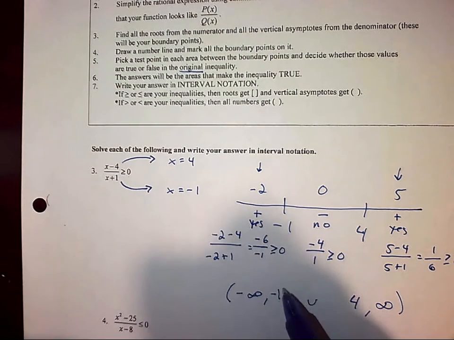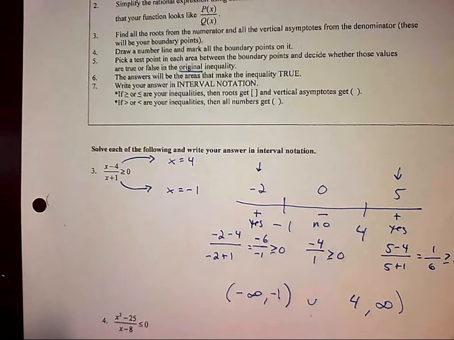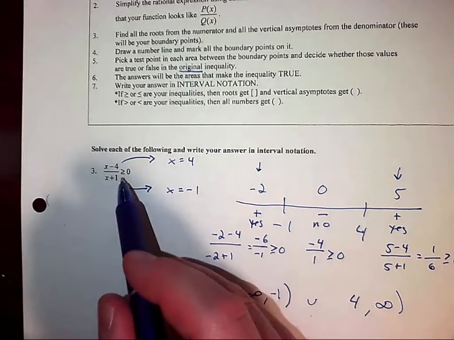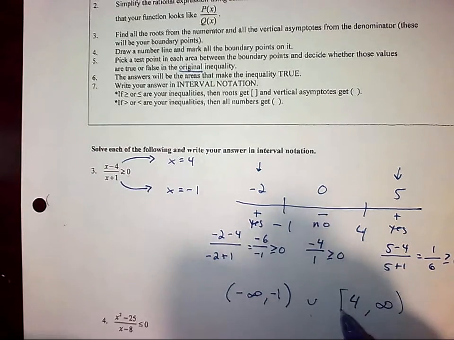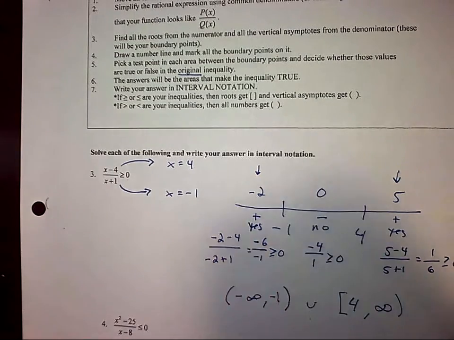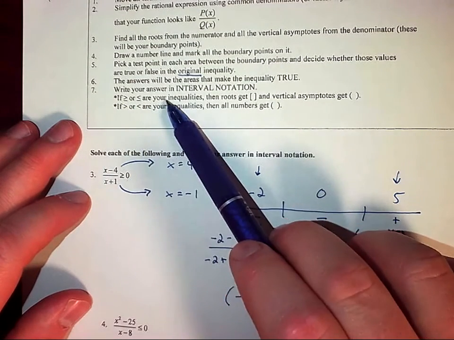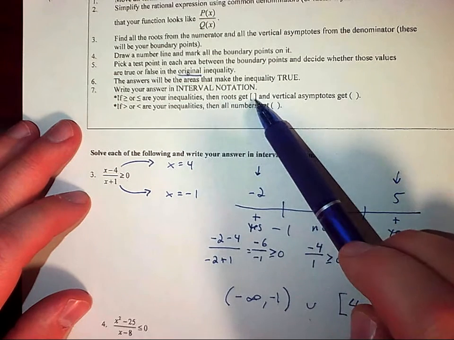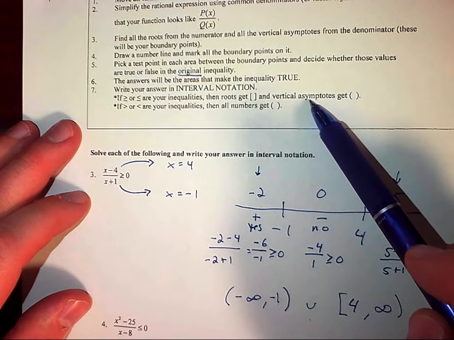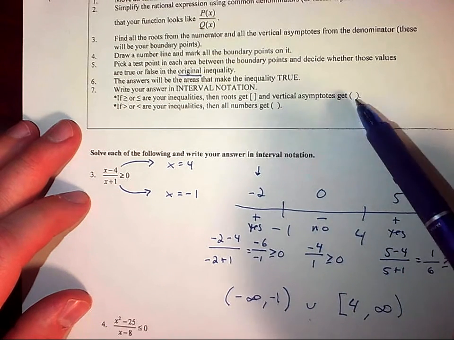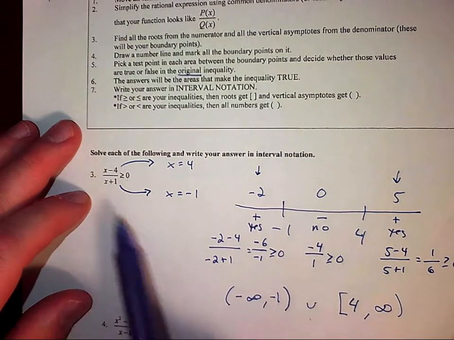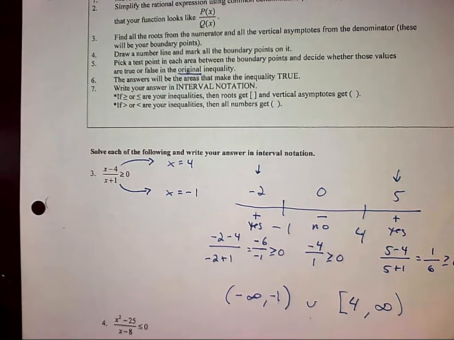Because this would make our denominator equal to 0, we cannot include this in the interval of values that would work for this rational inequality. However, 4 is completely okay, and since we have greater than or equal to, this one right here is going to get the square. So that's what it means right here. If it's greater than or equal to or less than or equal to, the roots get this, but the vertical asymptotes, what makes our denominator equal to 0, still just gets the round. And since negative 1 makes our denominator equal to 0, it still gets the round.